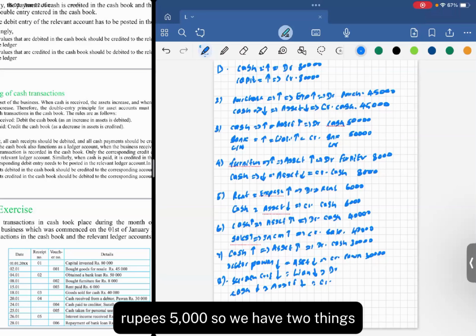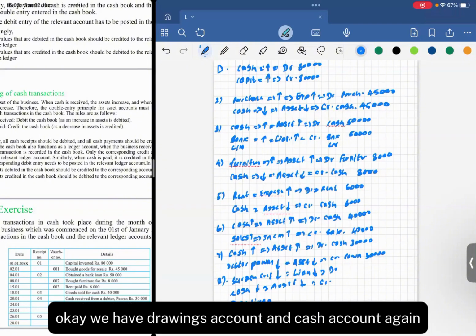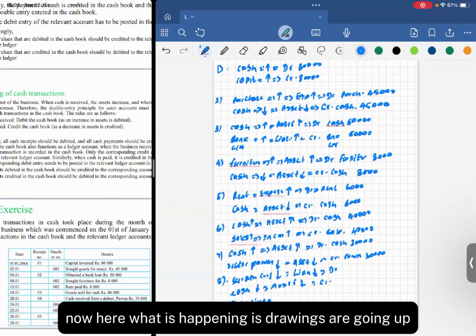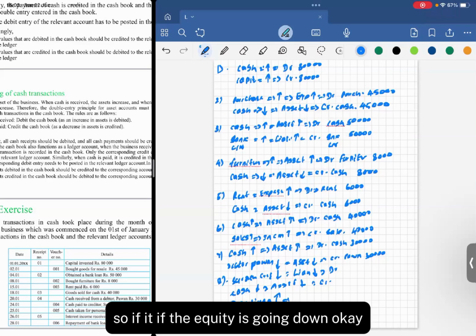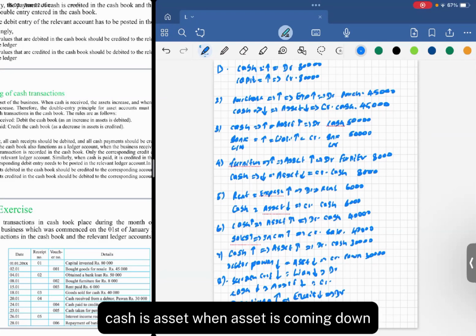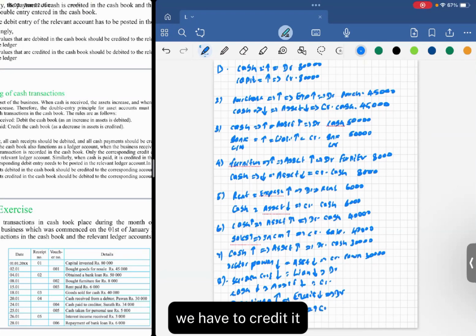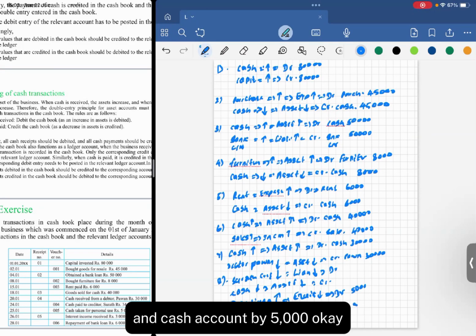So we have two things: the drawings account and the cash account again. Here, drawings are going up and cash is going down. Drawings is sort of an equity account, so we have to debit it. And if cash is coming down, cash is an asset, and when an asset is coming down, we have to credit it. So we have to debit the drawings account by 5,000 and credit the cash account by 5,000.